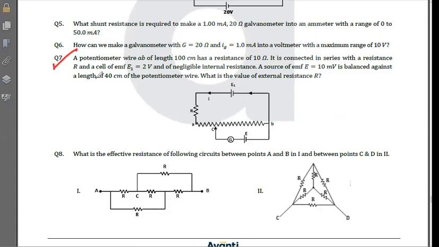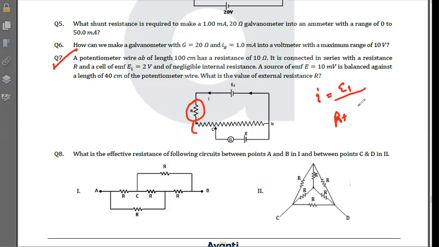Next, seventh one. Tell me, this is a potentiometer. I hope all of you have already understood the concept of this. So in this case, if you compare this with the case that we have studied, here an external resistance R is attached. So when you talk about the current, it would be E1 by R plus this R plus this R. Yes or no? This R.